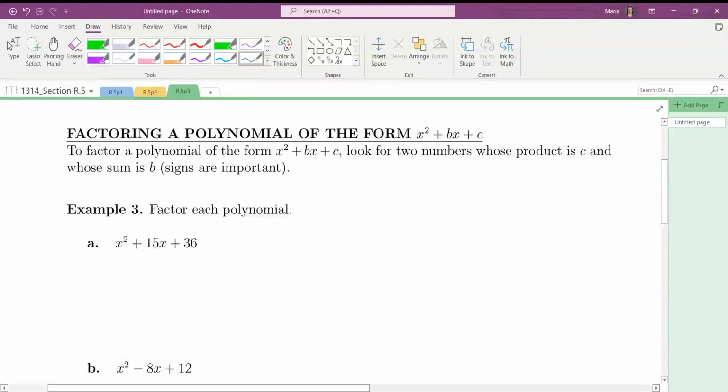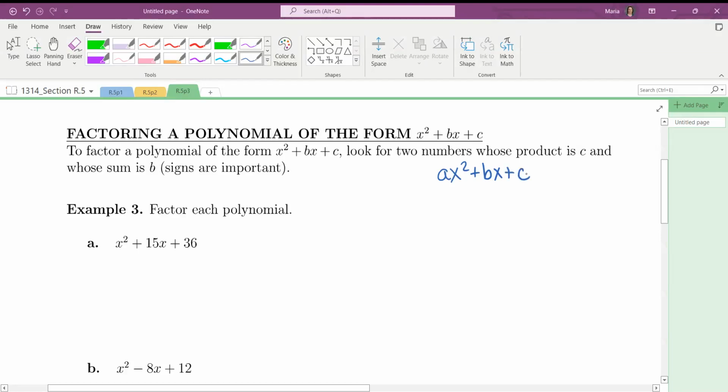The next technique we are going to look at is how to factor a polynomial of the form x squared plus bx plus c. This type of polynomial is known as a quadratic expression. The way we identify something as quadratic is that the highest power of x is the second power. More generally, we say the format is ax squared plus bx plus c.